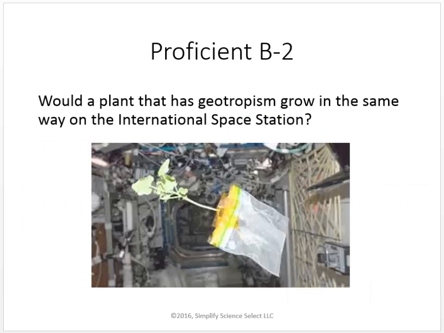Would a plant that has geotropism grow in the same way that it does on Earth on the International Space Station? Well, not exactly. They tend to grow out in all kinds of different directions, roots, vines, stems, all kind of spreading out. Whatever the light source is, we'll see the phototropism will take over and be a primary director for growth.